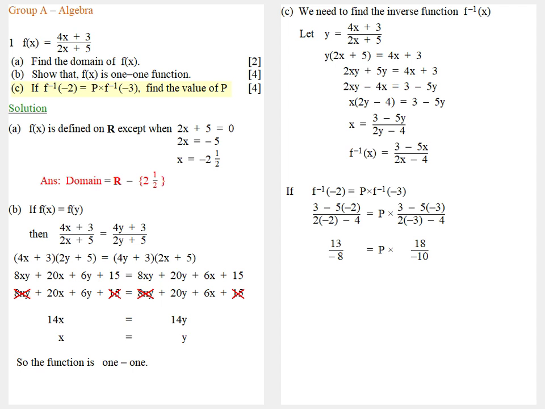If we multiply across, we'll have -130 equals -144p. And now if we divide by -144, we'll end up with p is equal to 130/144, which cancels to 65/72. And so the answer is p equals 65/72.